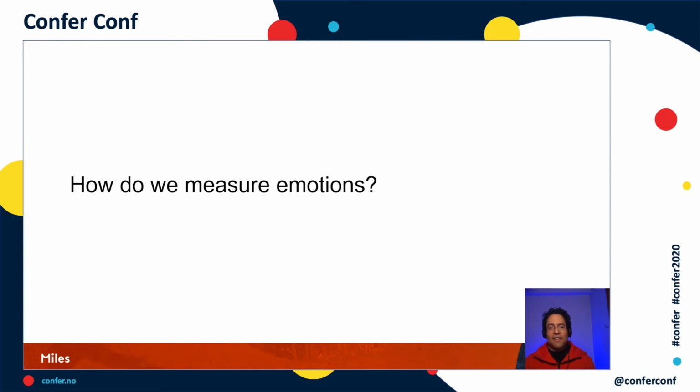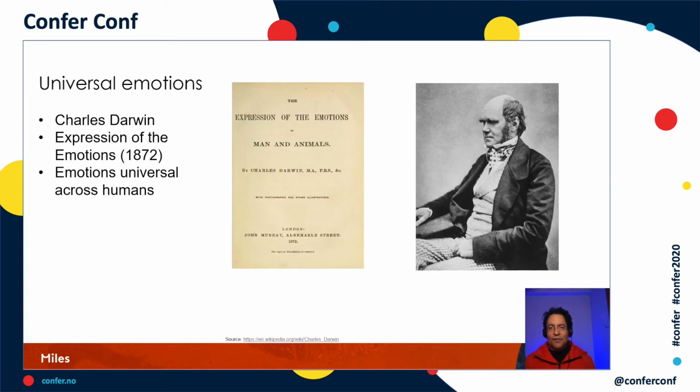So now the question is, how do we measure emotions? In order to understand this, we have to go back in time to the late 1800s. Charles Darwin wrote a book called The Expression of the Emotions in Man and Animals. In this book, he claimed that emotions are universal across the human species, and he also said that emotions have an evolutionary history.